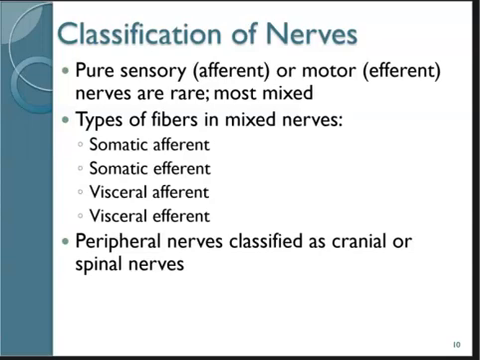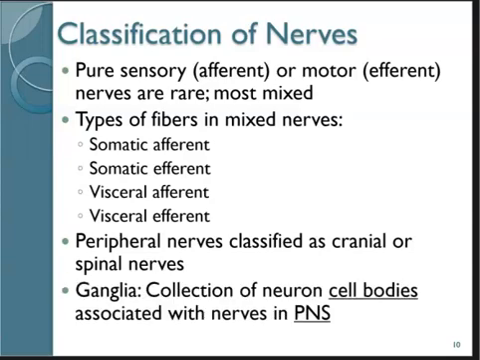Peripheral nerves are generally classified as cranial or spinal. Cranial comes from our brain, that's 12 pairs of cranial nerves. Spinal nerves come from our spinal cord, 31 pairs of spinal nerves. Another thing we want to remind ourselves of is the ganglia we mentioned in the last chapter, a collection of neuron cell bodies outside of the central nervous system, so within the peripheral nervous system. In the central nervous system, hopefully you will recall, it is called nuclei, plural, nucleus singular.